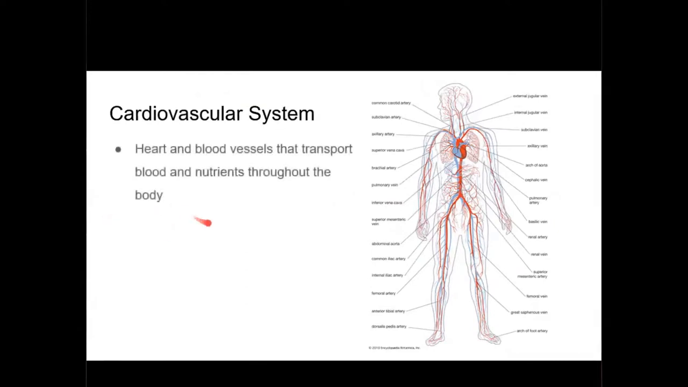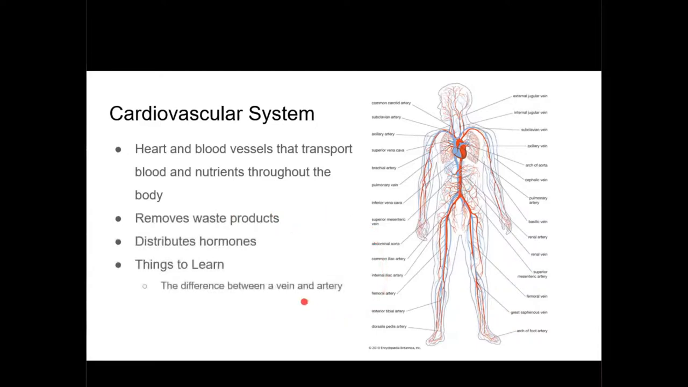Okay, so we're going to talk about the cardiovascular system. So the cardiovascular system is the transportation system of the human body. It delivers nutrients and removes waste. You also want to know the difference between a vein and an artery. So a vein is to the heart, while an artery is away from the heart. You also want to know the major anatomy of the heart. So you want to be able to identify what the atrium is and what the ventricles parts are.